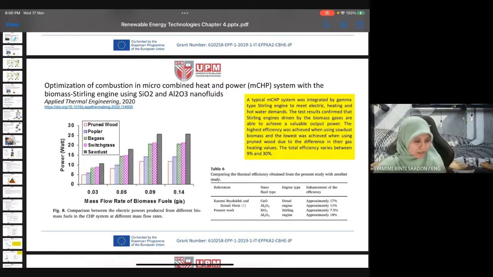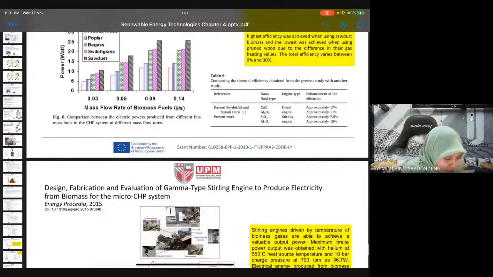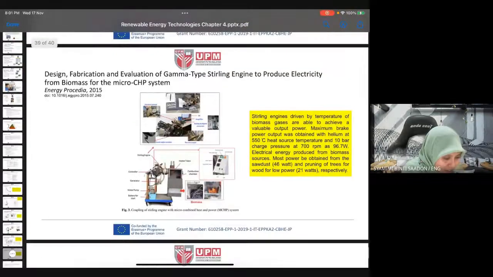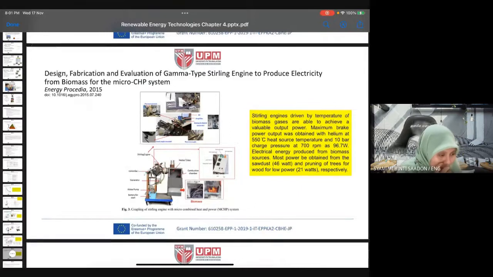And the table below is the results of different nano fluid types in the working fluid of the Stirling engine. So those are the efficiencies, and this one is again kind of the same: design, fabrication, and evaluation experiment of the Stirling engine with biomass, again for a micro CHP system.